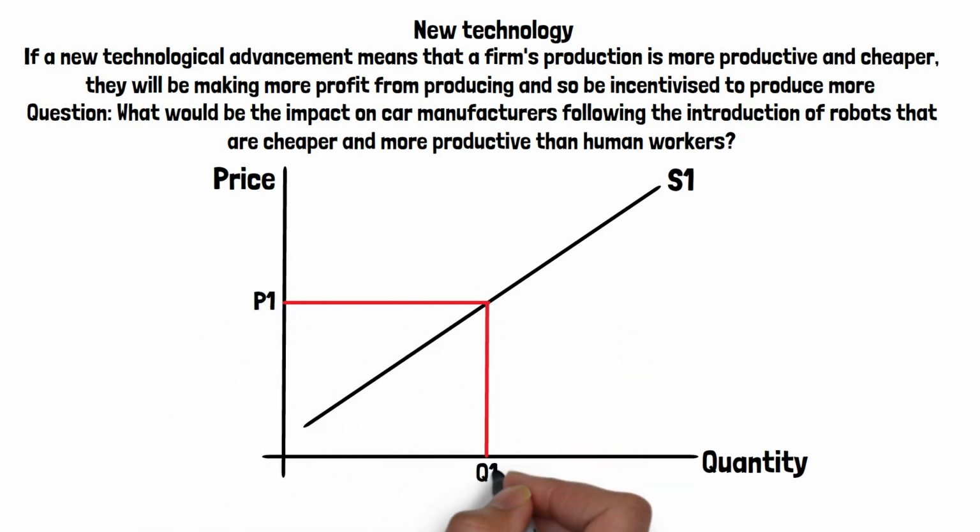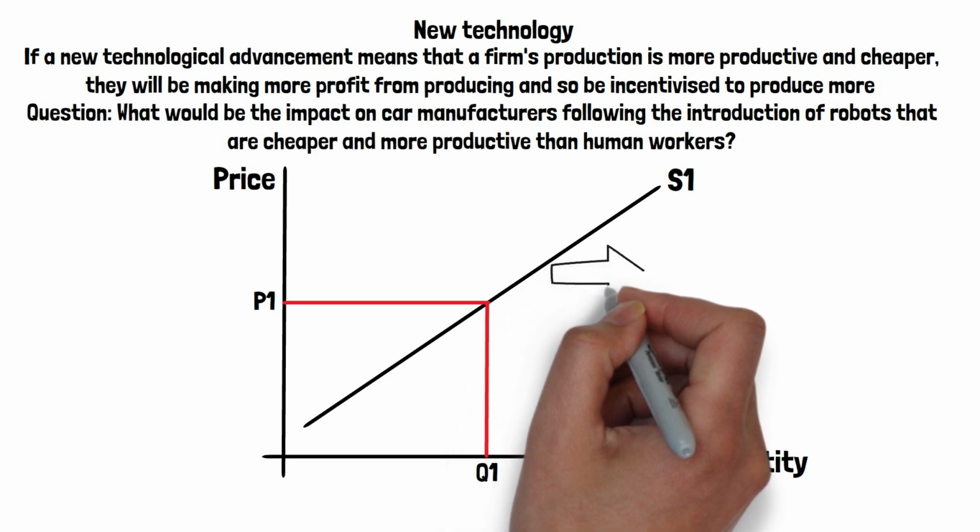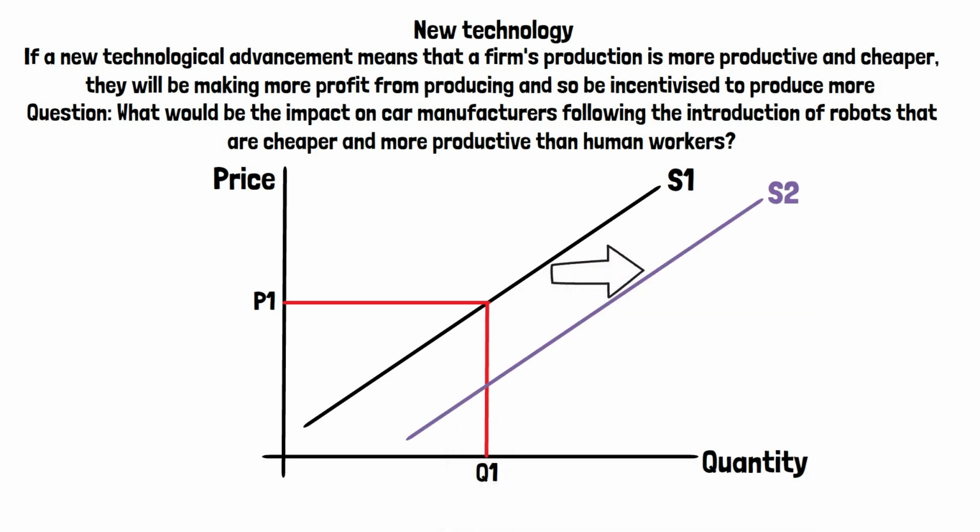Of course, if these robots are better and cheaper than human workers, it will greatly reduce the costs for car firms. This will result in a shift to the right of the supply curve from S1 to S2, meaning quantity supplied moves from Q1 to Q2.